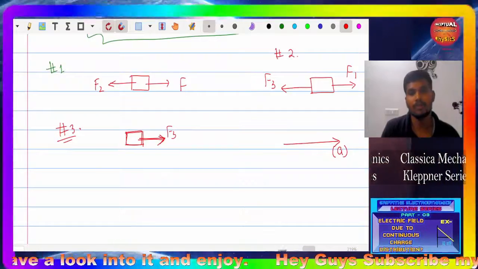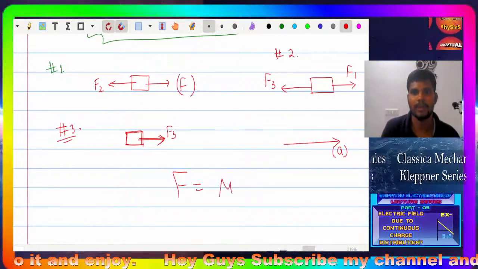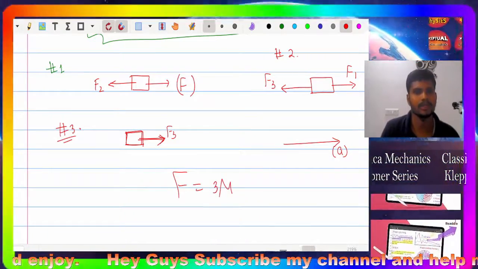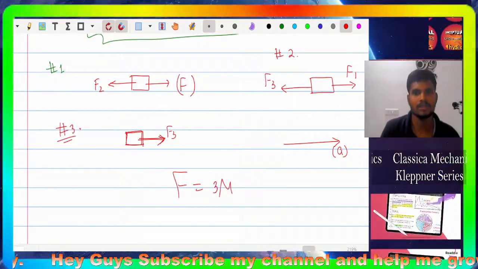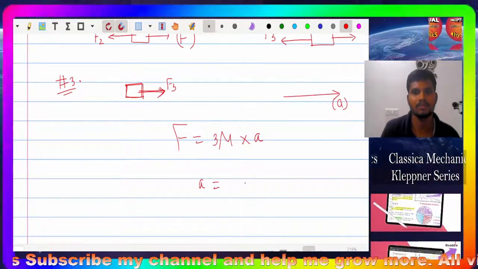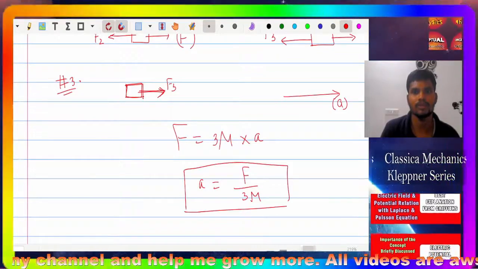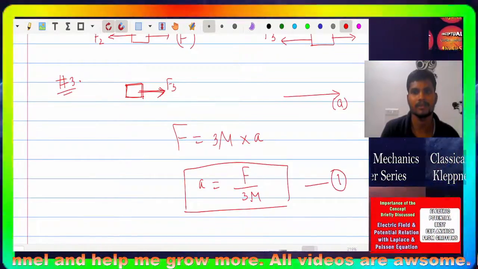So the complete force which is there, this one, is F is equal to m. Now it is 3m because there are 3 blocks, 3 coaches, and they are moving with acceleration a. So what is the acceleration with which this complete train is moving? a is equal to F over 3m. It is our first equation.